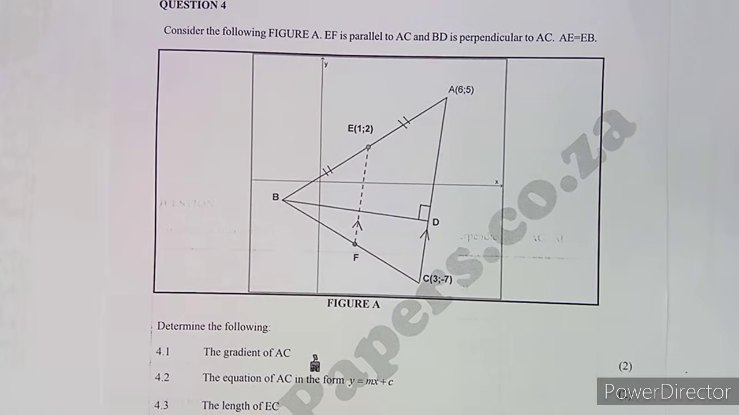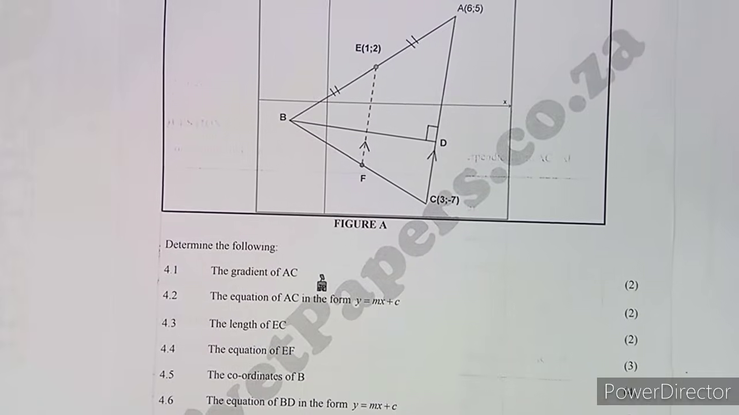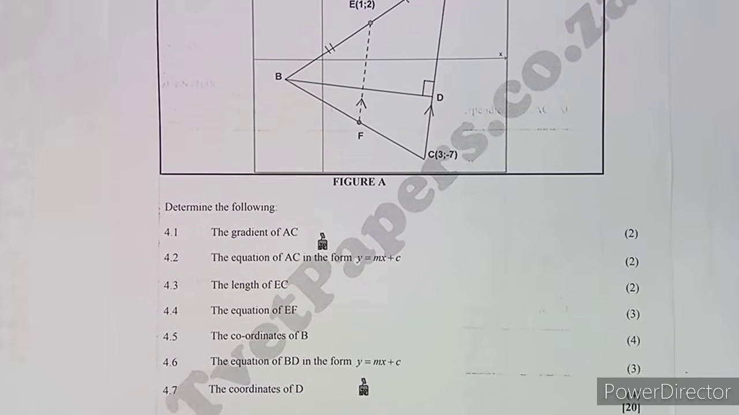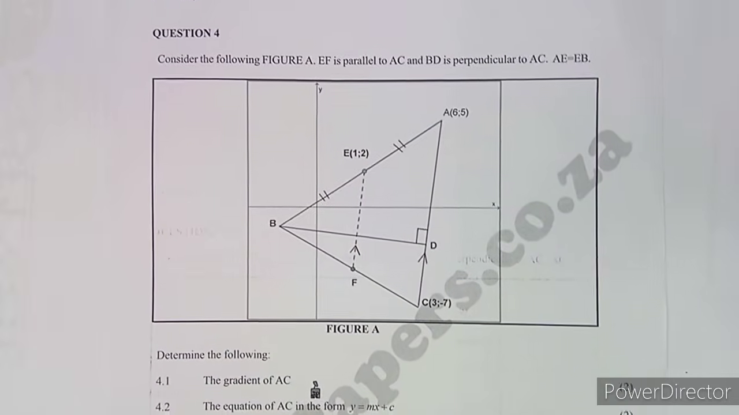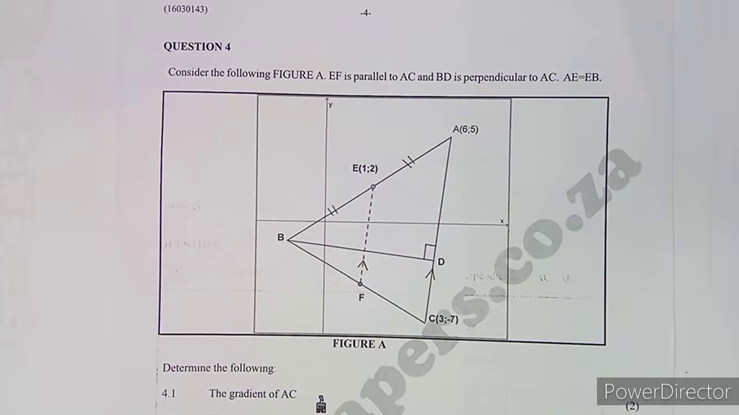So that's the question paper that we have here. These are the questions that we have, and it's a total of 20 marks. Okay, so let's see what we are given. Consider the following fig A.